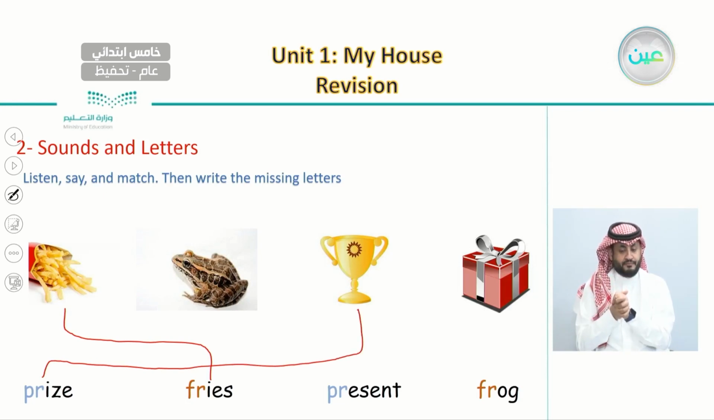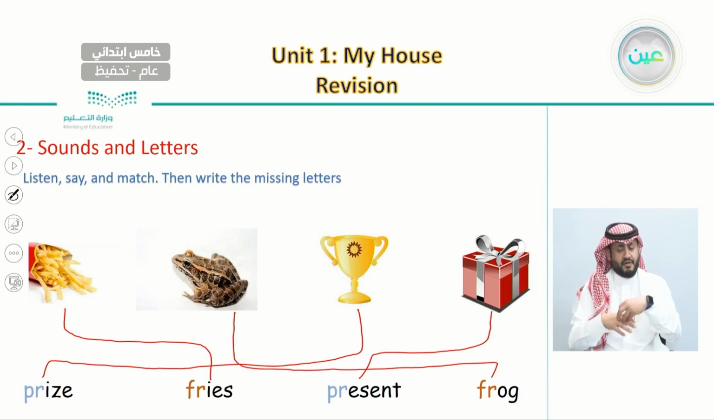And what about the present? Is it this or this? It is, of course, the last one. So here we go. And we match the picture to the word. This will leave us with the last word, which is a frog, an animal that we all know. So this is how we answered. We listened, we matched the words with the pictures.